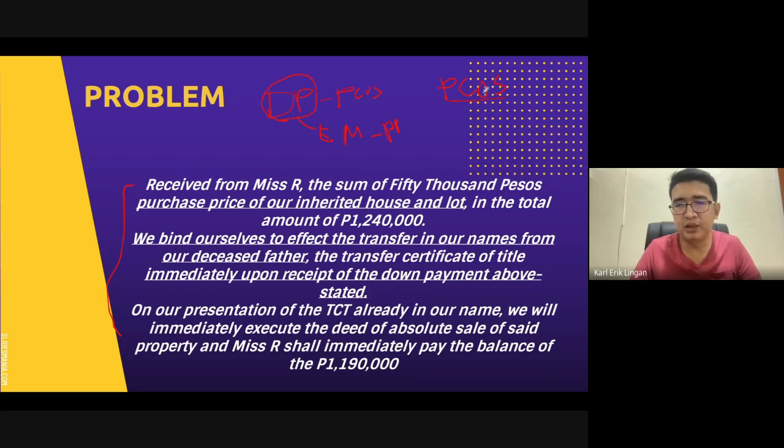Perfected contract of sale. Mag-isip kayo ngayon, kailan nga ba na-perfect ang contract of sale? Kapag may meeting of the minds sa object, price, and the manner of payment. Dito, may object. Ayan, inherited house and lot. Merong 1.2 million pesos na price. In fact, 50,000 has already been paid as a down payment. So therefore, using these simple facts will already render your answer correct.